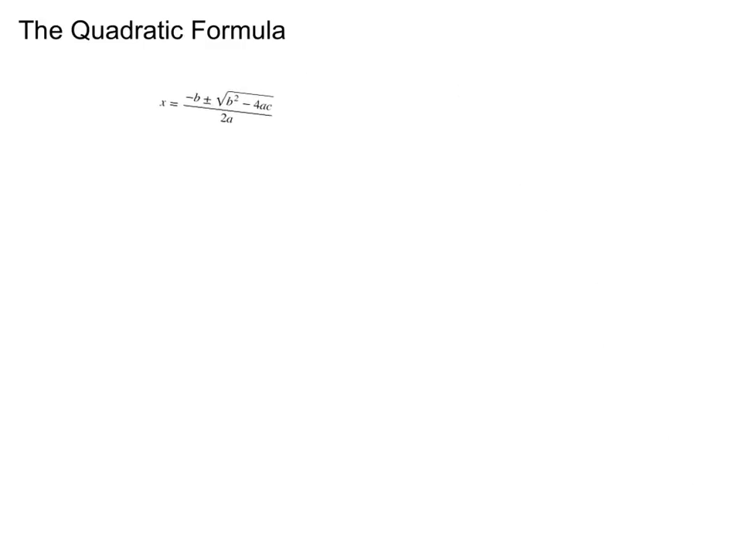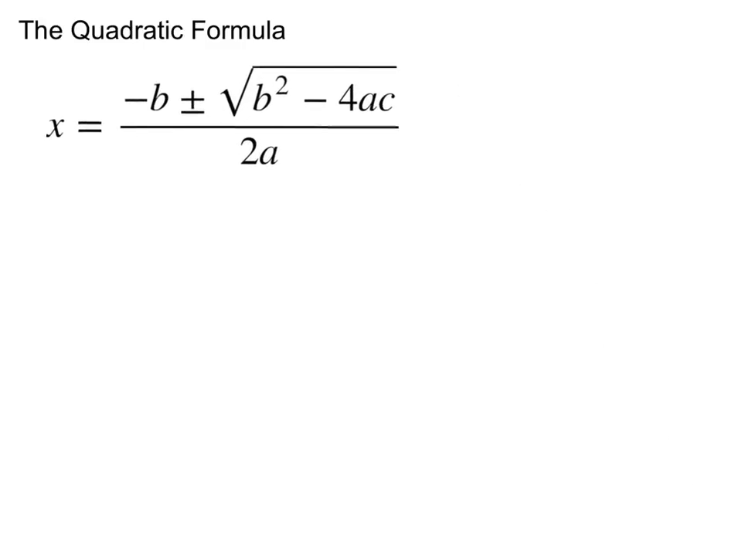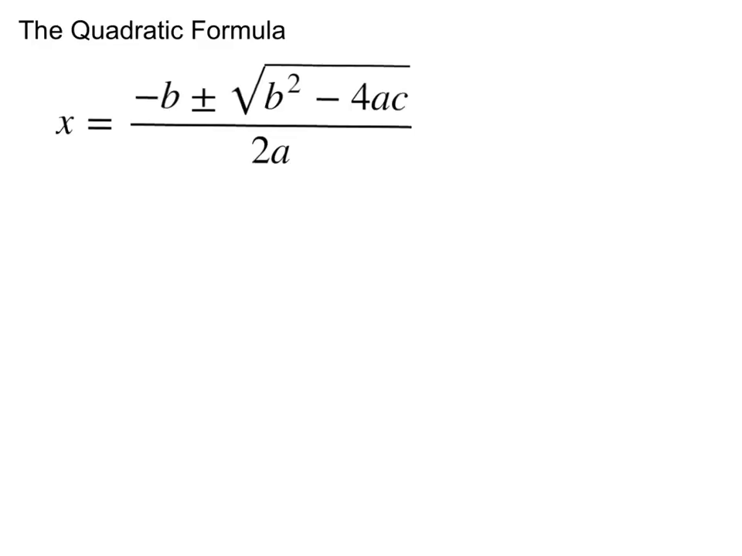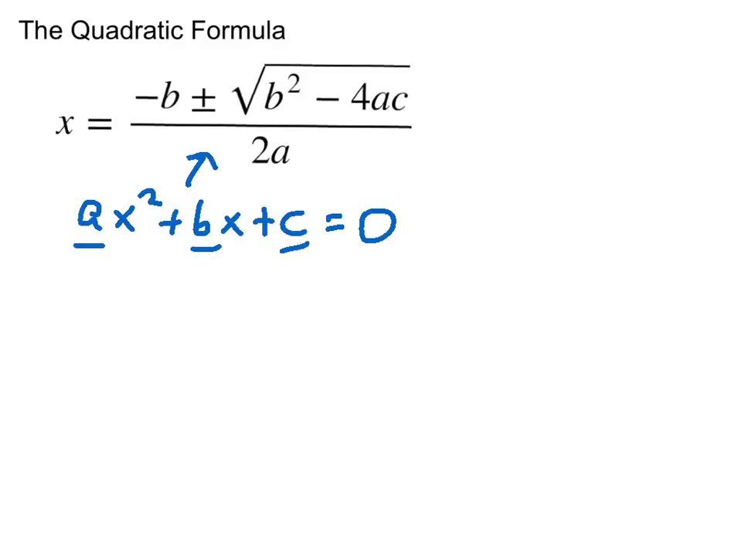Now here's the quadratic formula. You should know this by now. If not, you got to get to know it, okay? What do the a, b's, and c's represent? Well, ax squared plus bx plus c equals 0. It's the coefficients. Plug them into there, and you get your two roots.